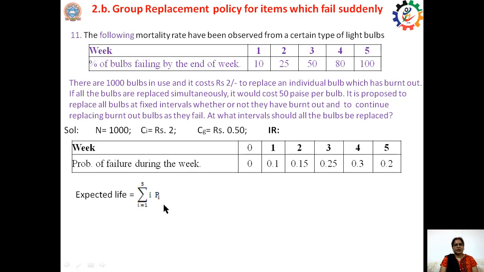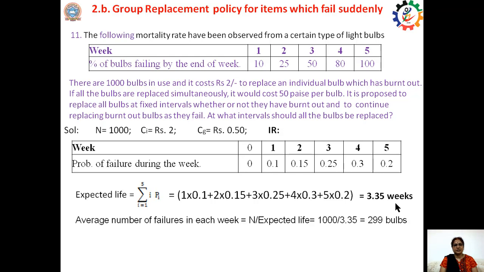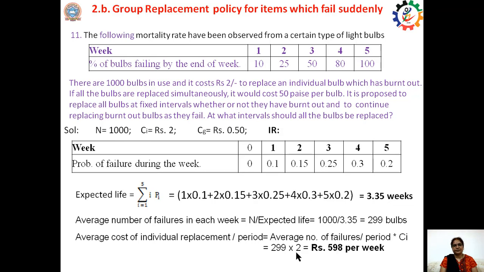So let us see how to add this. It is 1 into 0.1 plus 2 into 0.15 plus 3 into 0.25, like that it runs. When you do this calculation, you get 3.35. Because it is given in weeks, let us write weeks here. Average number of failures in each week is N divided by expected life. N is 1000, expected life is 3.35. You get 299 bulbs. Average cost of individual replacement per period: of course this is per week, 299 bulbs per week.